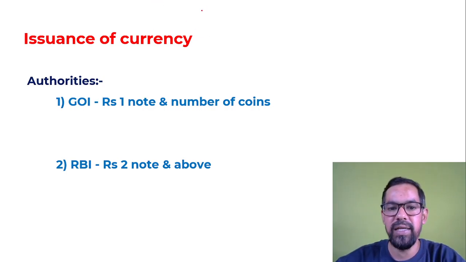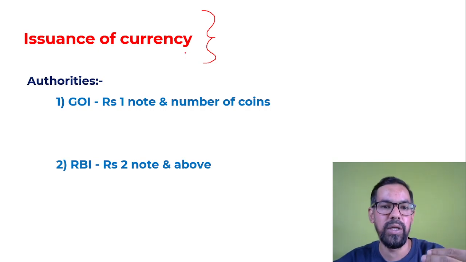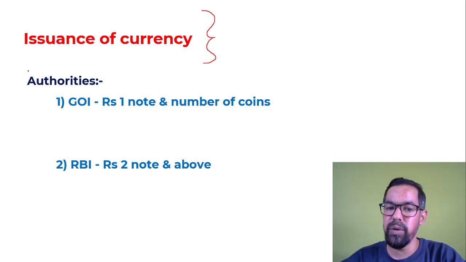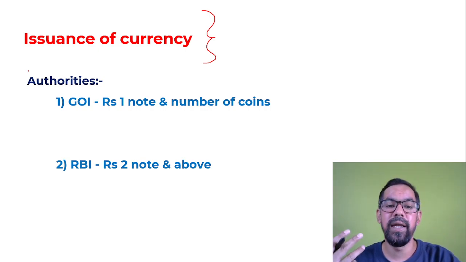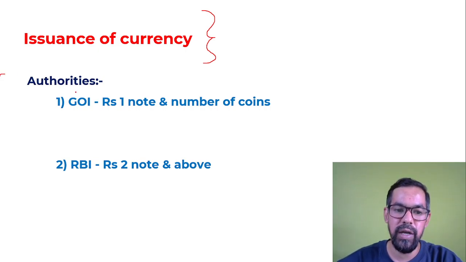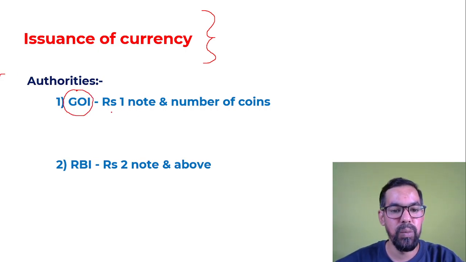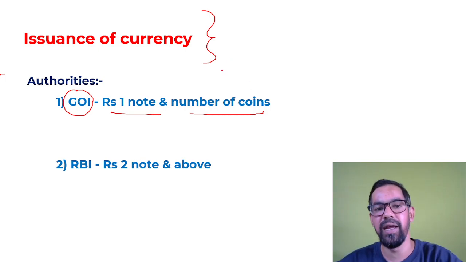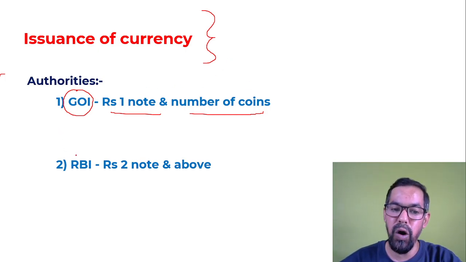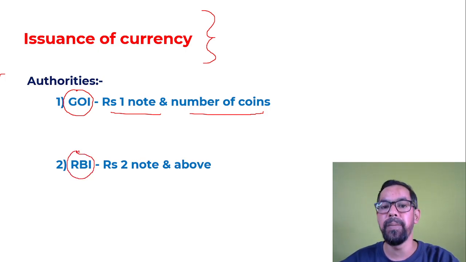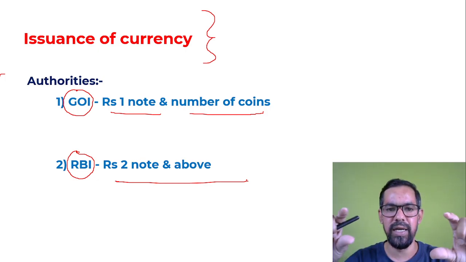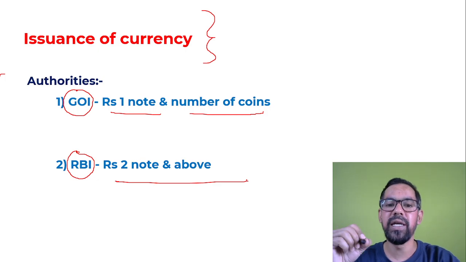One another thing about currency, which I already taught you with the functions of RBI. I hope you remember. Whenever you talk about currency printing in India, we have two authorities. One is the Government of India, which is liable for the rupees 1 note and all the coins, like rupees 1, 2, 5, 10 coins. The other is RBI, which is liable for rupees 2 notes and above. If you see a currency note of 10 rupees, you will find the signature of the RBI governor.